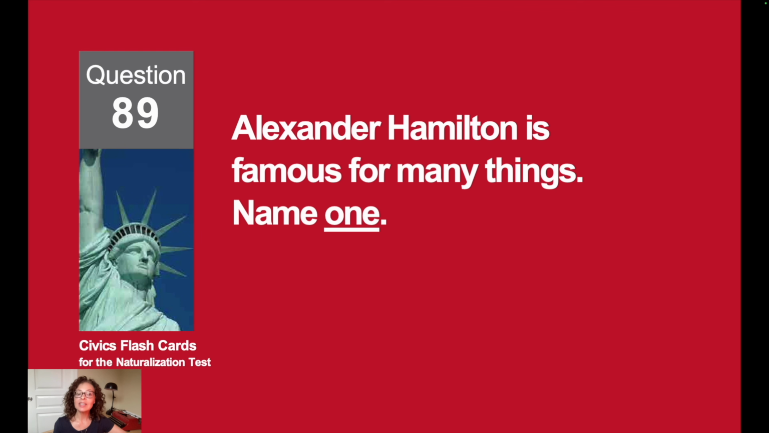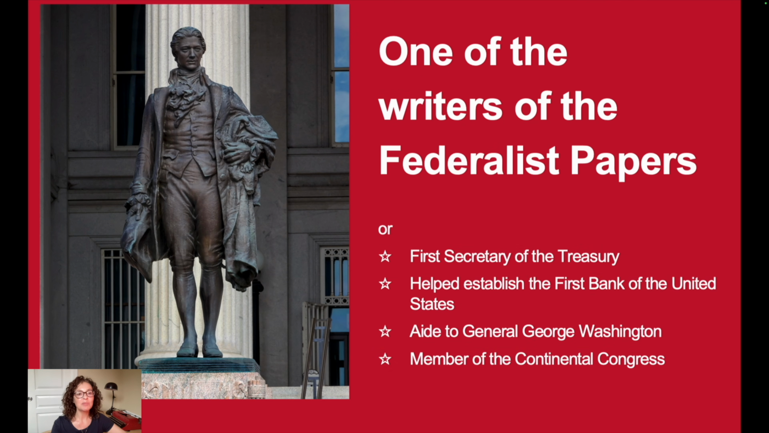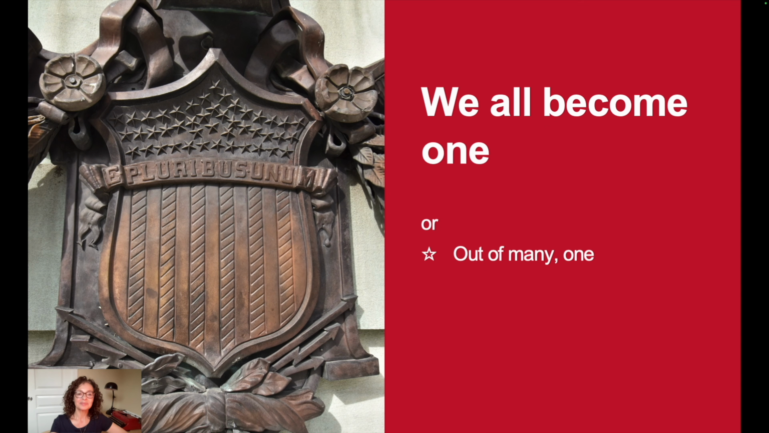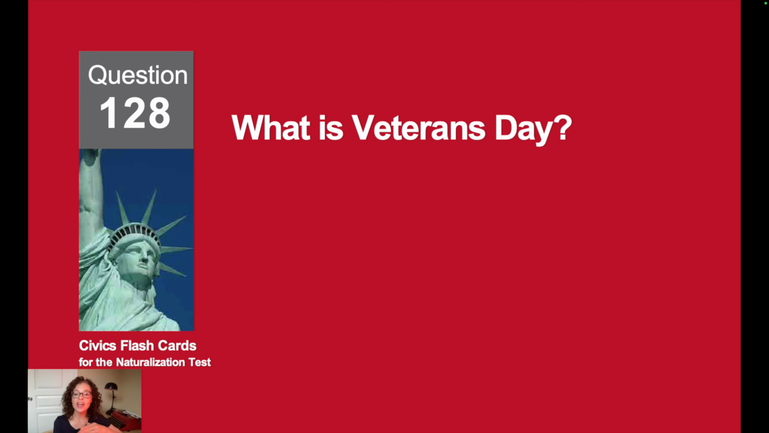Alexander Hamilton is famous for many things. Name one. Alexander Hamilton, he was one of the writers of the Federalist Papers. The nation's first motto was E pluribus unum. What does that mean? We all become one.